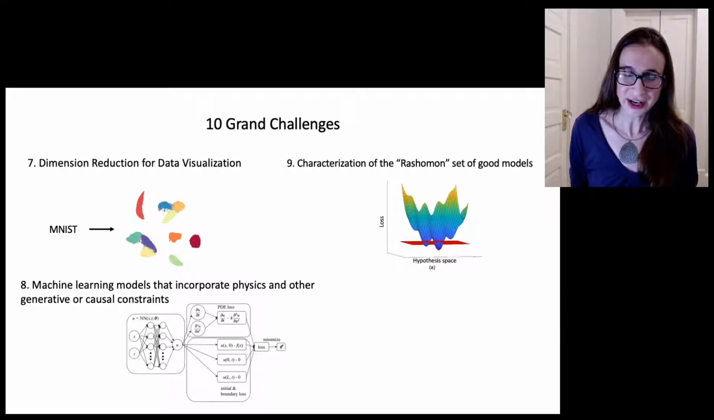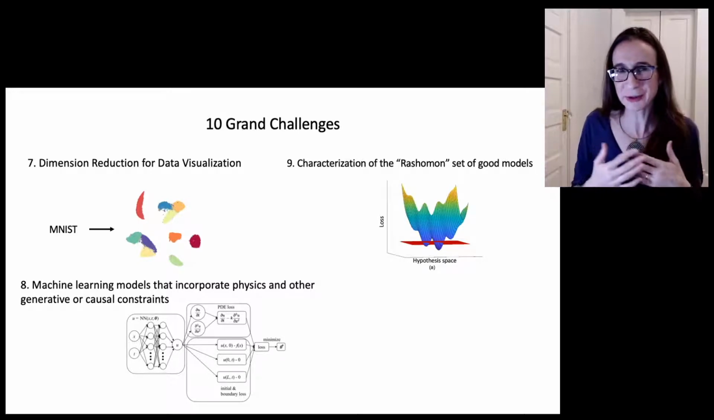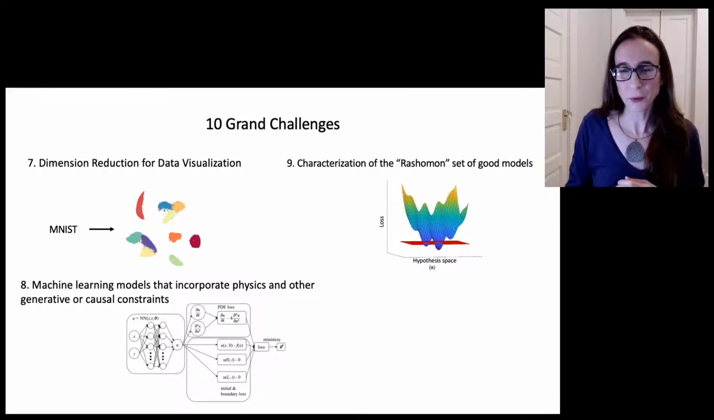And the ninth challenge has to do with characterization of the Rashomon set of good models. Sometimes you don't just want the best model according to your loss function. You might want to look at a whole bunch of models that are good and try to understand what that set looks like, so that you could pick the model that's best for your particular task at hand.